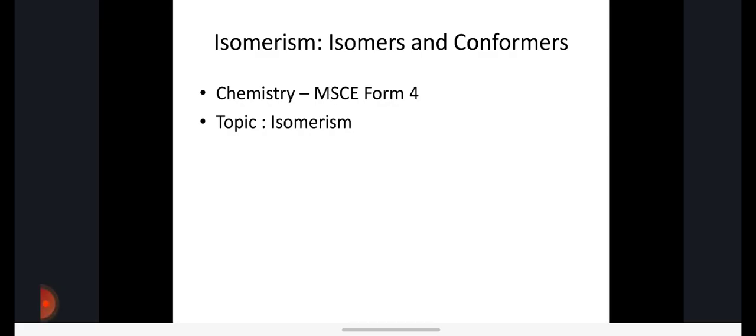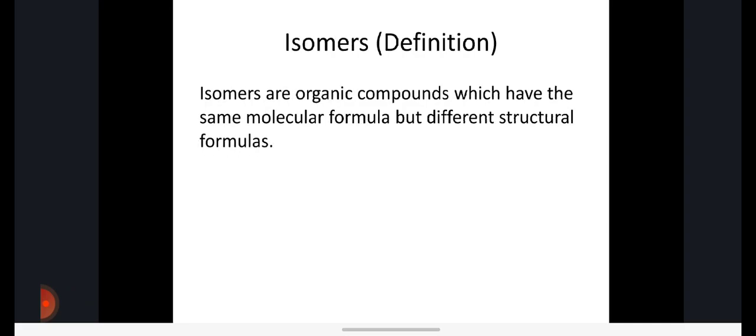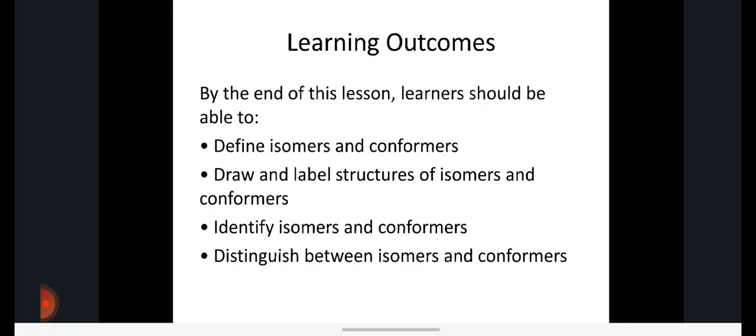This is Chemistry, Senior Secondary School. Our topic is Isomerism, where we will talk about isomers and conformers. By the end of this lesson, each one of you should be able to define isomers and conformers, draw and label structures of isomers and conformers, identify isomers and conformers, and distinguish between isomers and conformers.